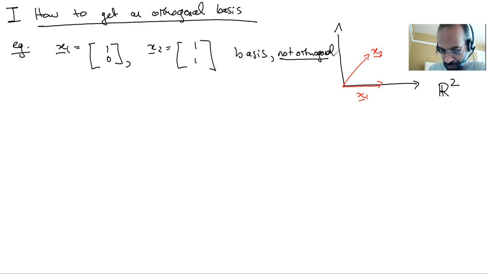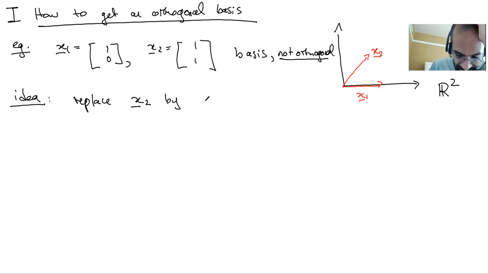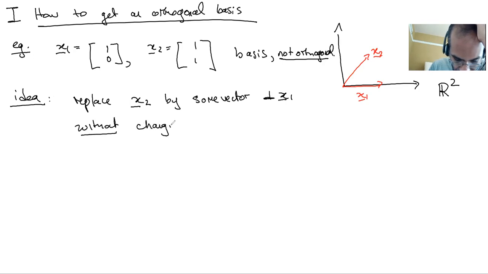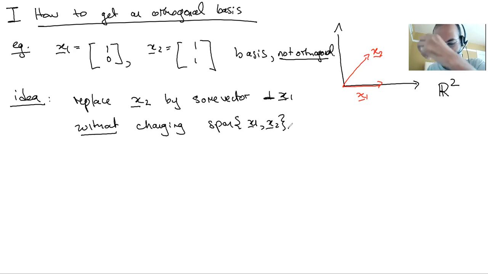Now I want to convert this to an orthonormal basis. There's a very natural approach to do this. The natural idea is, well, they're not orthogonal, so I want to make them orthogonal without changing the span. So I'm going to replace the second vector by some vector orthogonal to the first one without changing the span. For example, I don't want to replace it by zero. That would destroy the property that the span is still R2, right? So there's a very natural candidate for doing this.